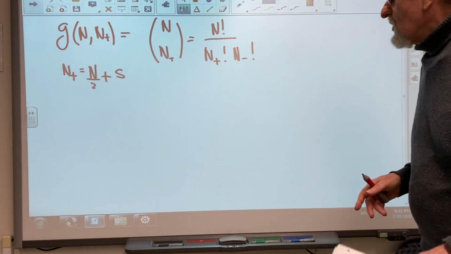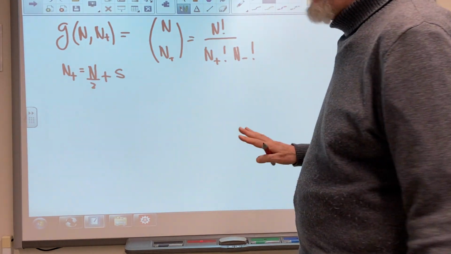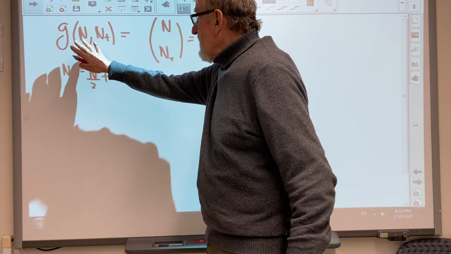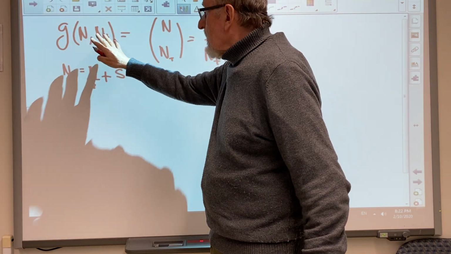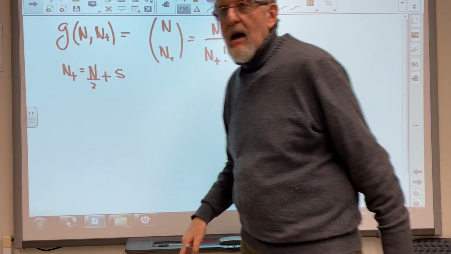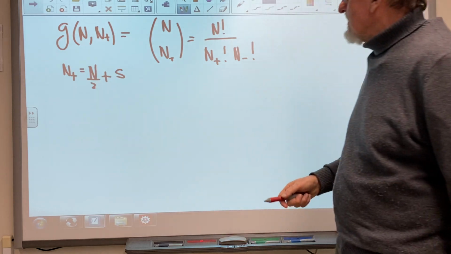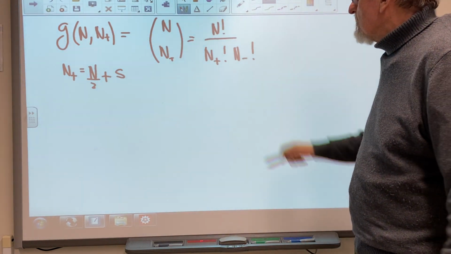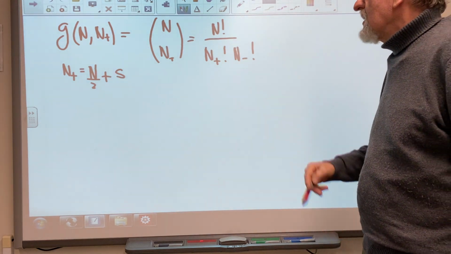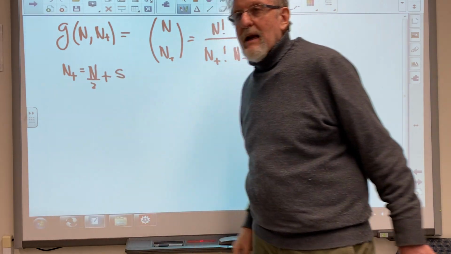Okay, so the problem is now, all this was motivation. What we want to study now is this problem: to calculate the number of microstates compatible with a certain level of energy given by the number of spins up. In other words, this function g of n plus, which is the combinatorial: n factorial over n plus factorial and n minus factorial. And at the end, I will replace n plus by n over 2 plus s.